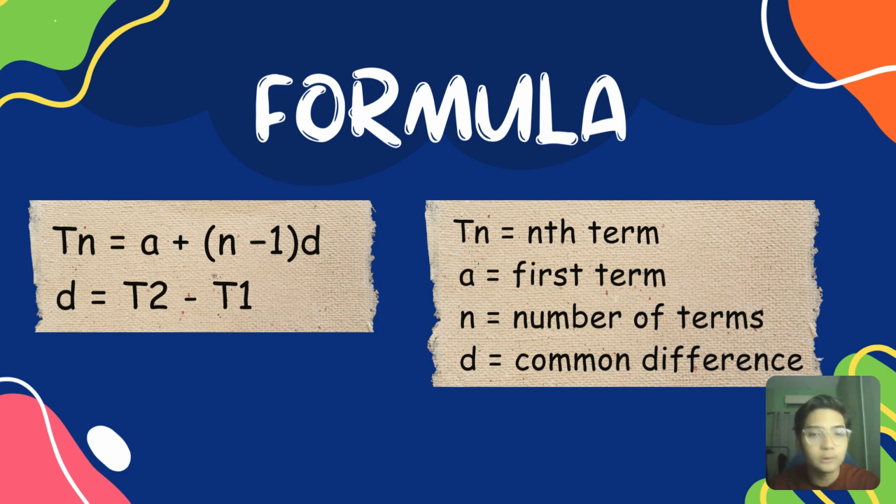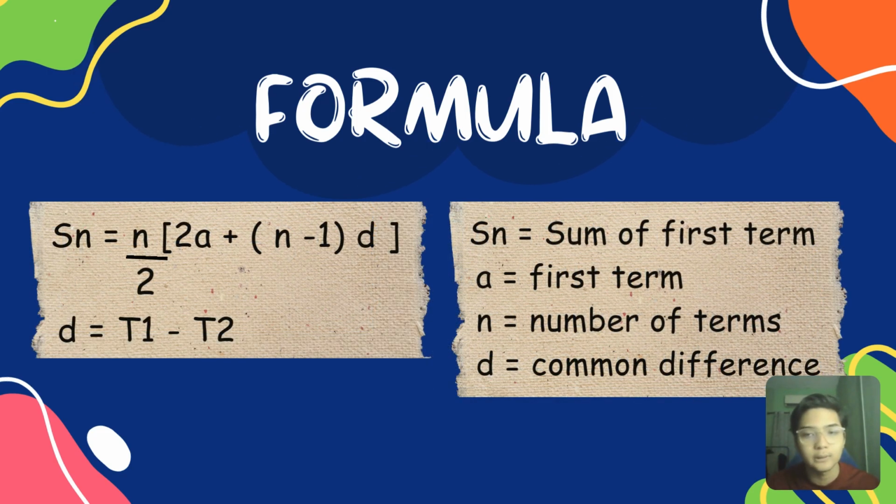For example, we have a sequence where 1 is the first term, 3 is the second term, and 5 is the third term. To calculate d, the second term must subtract the first term. That is how we calculate the common difference. Now let's move to the sum of terms, the second formula.